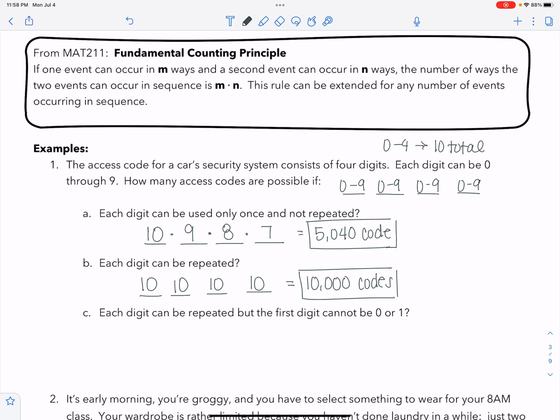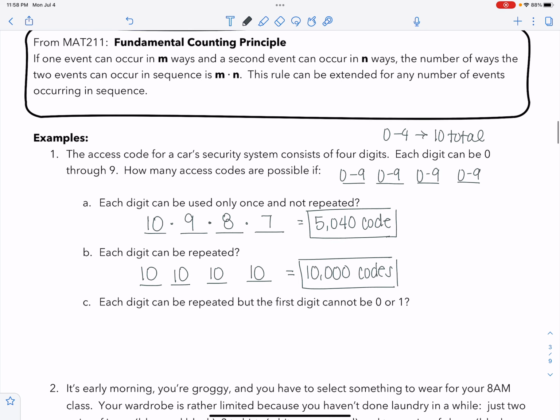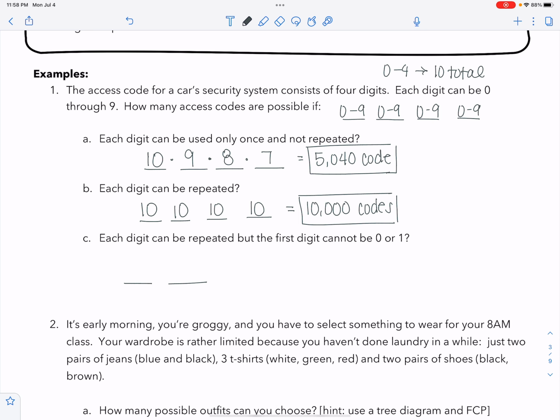And then the last one, each digit can be repeated, but the first digit cannot be 0 or 1. And so for whatever reason, they've said the first digit can be 2, 3, all the way to 9. And so there's 8 of those numbers. Then they don't care about the rest of the digits. They can be repeated. They can be 0 to 9. And so there's 10 of those. And so this one has 8,000 possible codes.